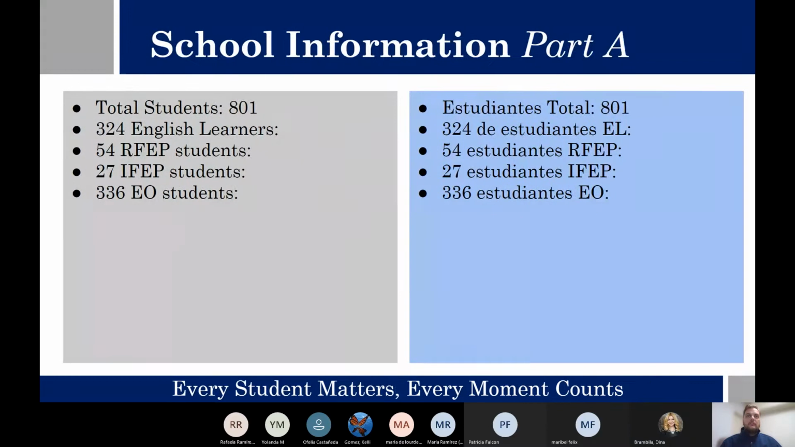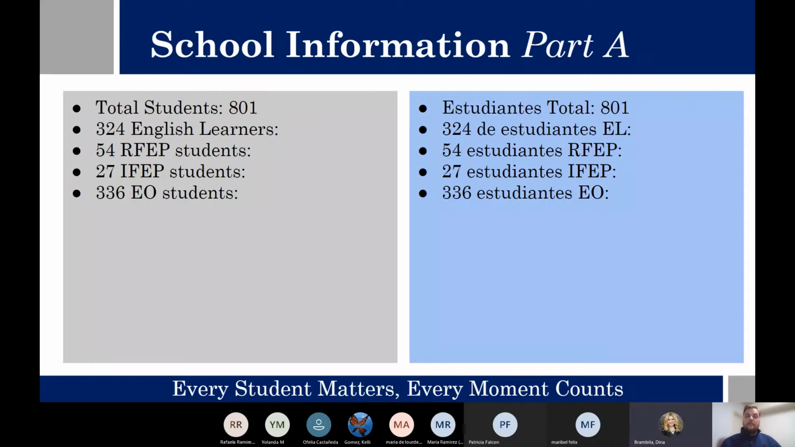So our school information. So when we're looking at Franklin, we have a total of 801 students currently enrolled between our preschool programs all the way through 6th grade. 324 of those students are considered English learners. 54 of those students have been RFEP'd or reclassified as being fluent in English. And then we have 27 students who were initially considered fluent, even though they indicated that they spoke Spanish on their home survey. They were proven to be fluent speakers before starting school. And then we have 336 students who are English only.